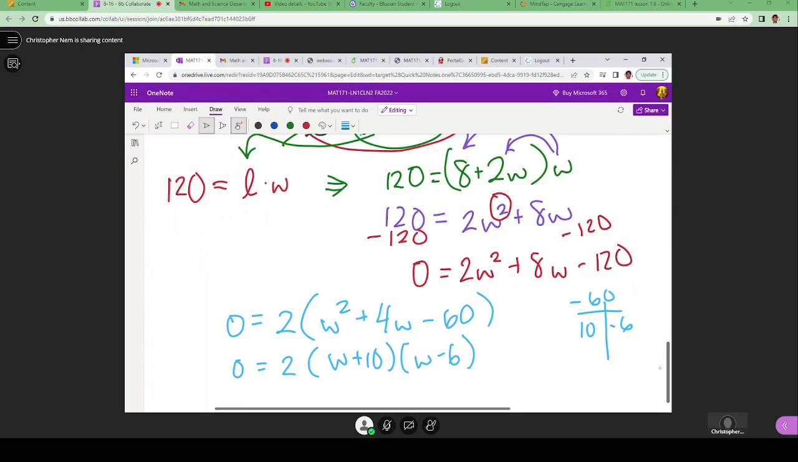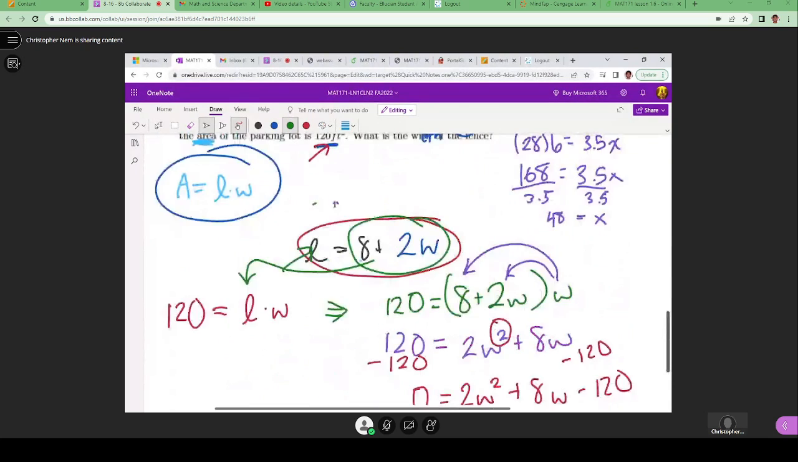Boom. Now, this 2 is multiplying, but it does not affect anything at all. As long as one of these giant groups is 0, then we have found the solution for our width. So in this case, width right here is equal to negative 10. Because if I plug in negative 10 plus 10, I'm going to get 0. And 0 times any number is 0. That's the beauty of this. The 2 does not affect anything. And then if I plug in 6 here, then I get 0 as well. Well, now I have 2 solutions for width. But this is a word problem.